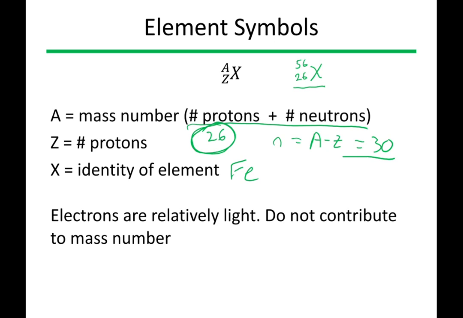Electrons are relatively light. This section is the one time in chemistry that we will pretty much ignore electrons. These aren't going to contribute to the mass number. And when we're talking about nuclear chemistry, remember the electrons aren't in the nucleus, so we will leave them out of most of this discussion.